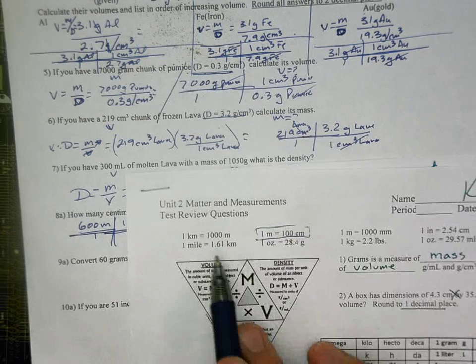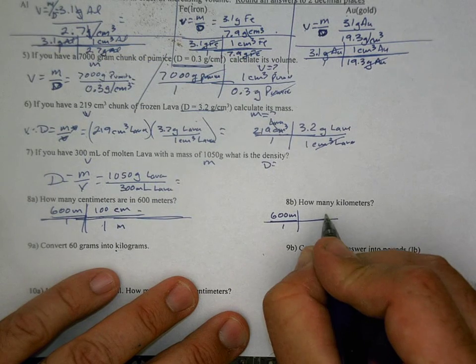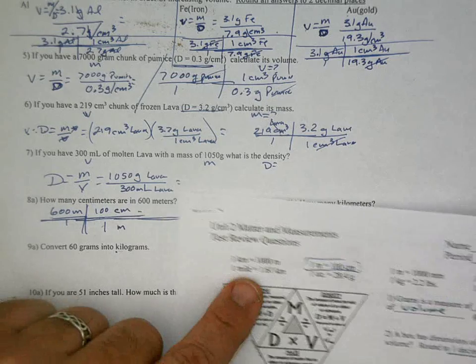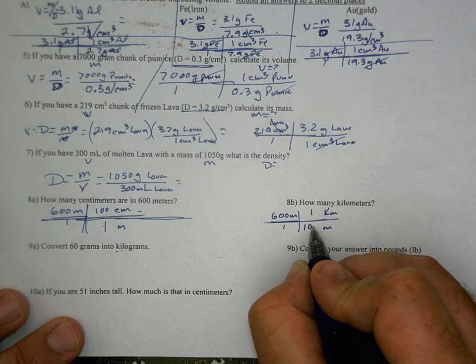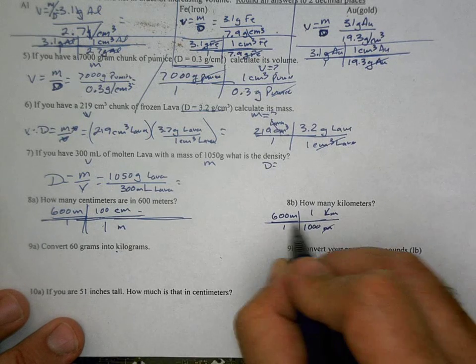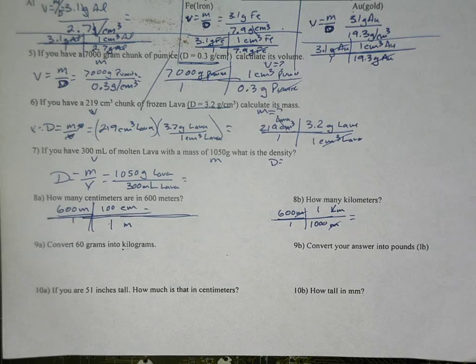1 kilometer is 1,000 meters. So we want meters down here, kilometers. And that conversion factor was that 1 kilometer is 1,000 meters. So 1 kilometer is 1,000 meters. And those will cancel out, so we set it up right, and then that way that'll get you your conversion over there. Convert 60 grams into kilograms.